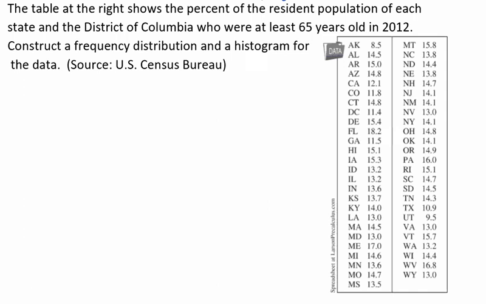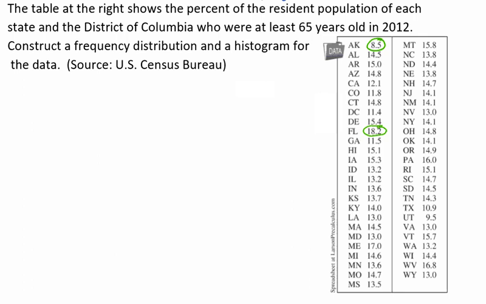However, because of the least number here, if we look at our example, the table at the right shows the percent of the resident population of each state and the District of Columbia who were at least 65 years old in 2012. So here, the least number is 8.5, which we can see right here. And the greatest number is 18.2, which we come across here. It seems that 6 intervals would be appropriate.